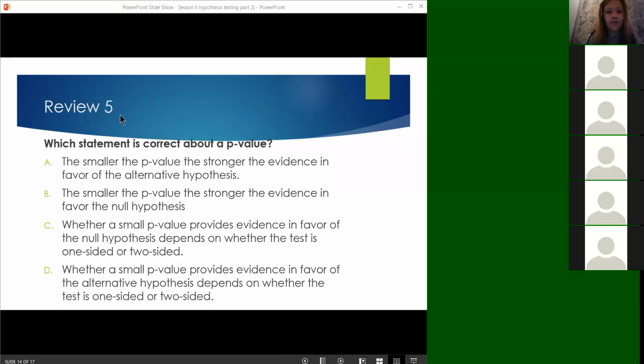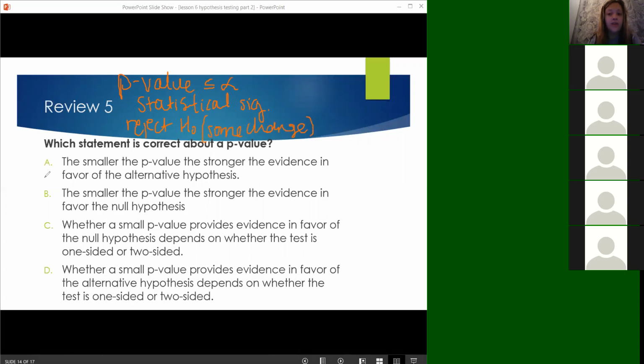Awesome. Good job, guys. That's absolutely correct. So remember, we want to have a small p-value in order to make a claim that we do have some sort of statistical significance. Because remember, if our p-value is less than or equal to our alpha, we can claim statistical significance and say that we're going to reject our null. So we're saying that there's some sort of change.